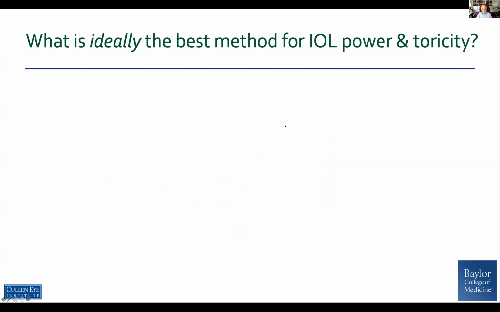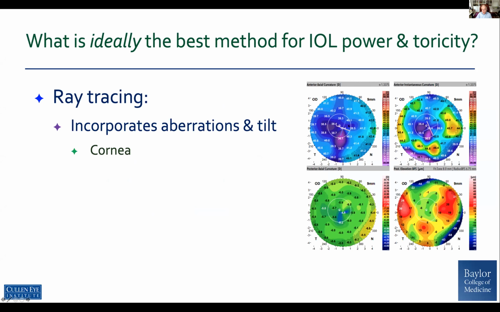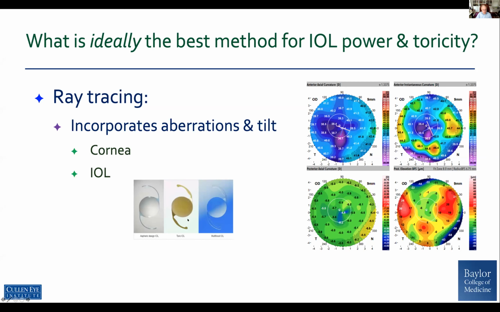What about ray tracing? Well, I think ray tracing is very interesting. The only formulas that use it that are commercially available are the Olsen and the Oculix from Rolf Preussner in Germany. And ray tracing incorporates aberrations and tilt of the IOL. And so when you have irregular corneas like this, it takes into account all of these irregular areas to try to predict the corneal power. And it also takes into account that the IOLs have different asphericity. So these formulas have built into them, like the Barrett did, the asphericity, the curvature on the front, the curvature on the back, and of the various designs.